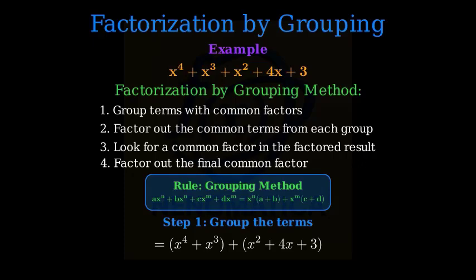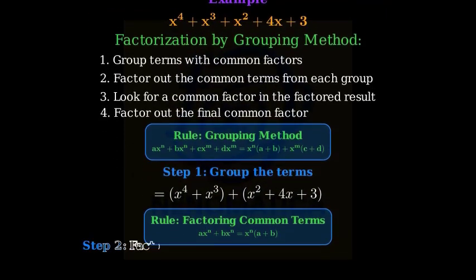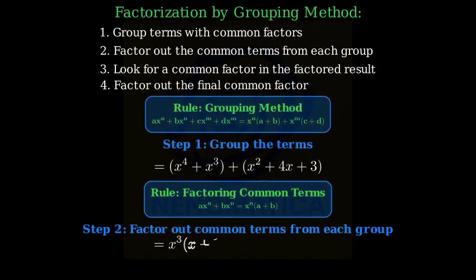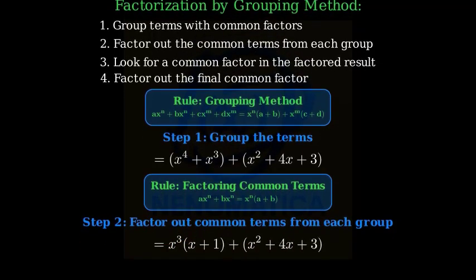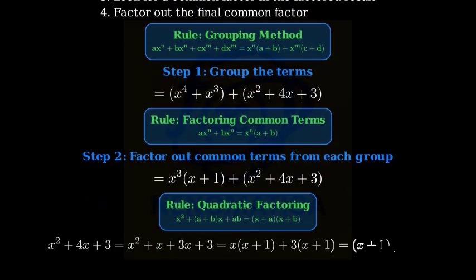Now, let's factor out the common terms from each group. In the first group, x to the fourth plus x cubed, we can factor out x cubed, leaving us with x cubed times (x plus 1). In the second group, x squared plus 4x plus 3, we can try to find common factors or see if it's a special pattern. Looking at this polynomial, we notice it can be factored as (x plus 1) times (x plus 3).